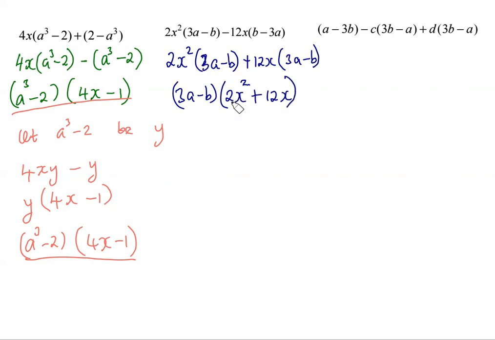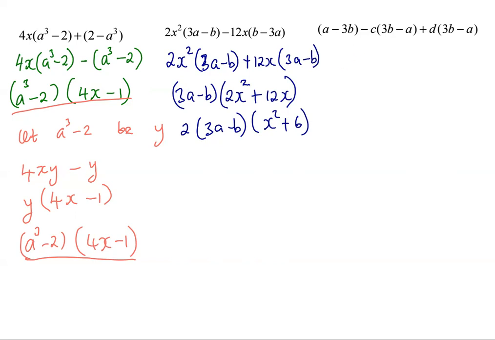Then if you want, you can see that you have got 2 and 2 and 12 here. 2 still goes into 12, 2 goes into 2. We can factor out 2 outside, 3a minus b, x squared plus 6. So 2 into 12 is 6. That's what we can also have. You can leave it also like that.